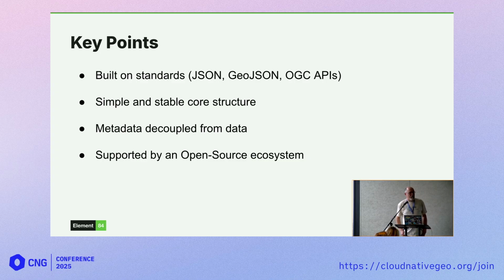The key points I want to bring up about STAC are that it's built on standards, it's built on JSON, it's built on GeoJSON, it's built on top of the OGC APIs. If you're not familiar with the modern OGC API building blocks, they use these things called conformance classes, which really advertise capabilities. You don't need to understand all the details here, but the point is that STAC is built on top of these things. And not only that, a STAC API is a valid OGC Features API as well.